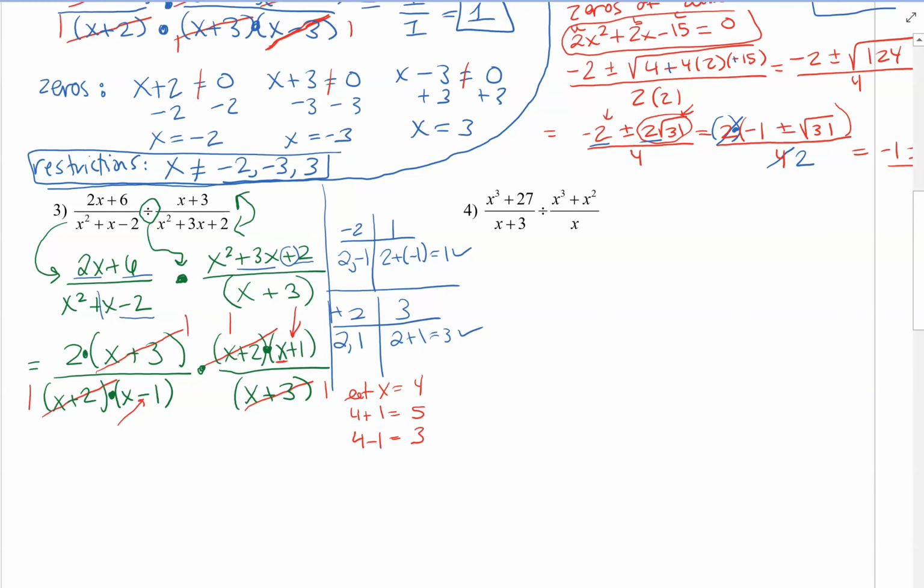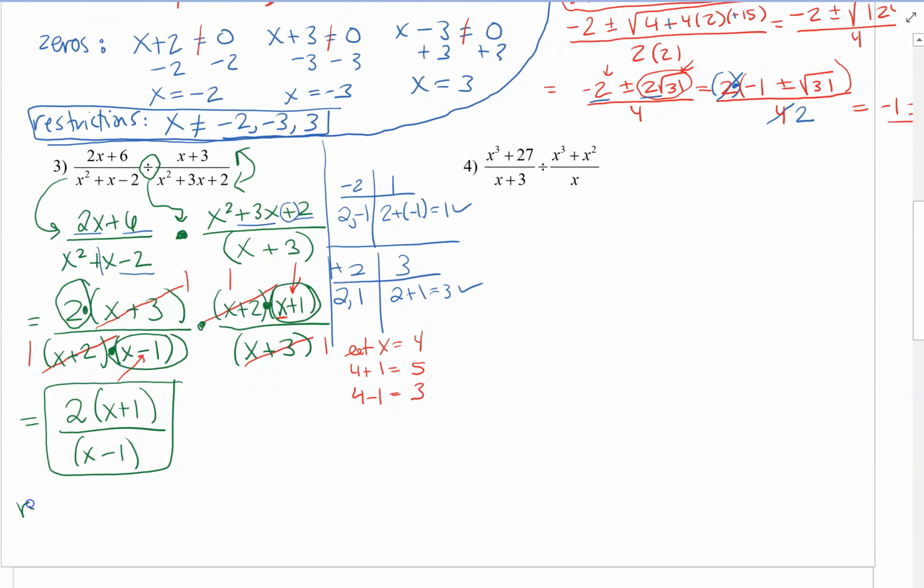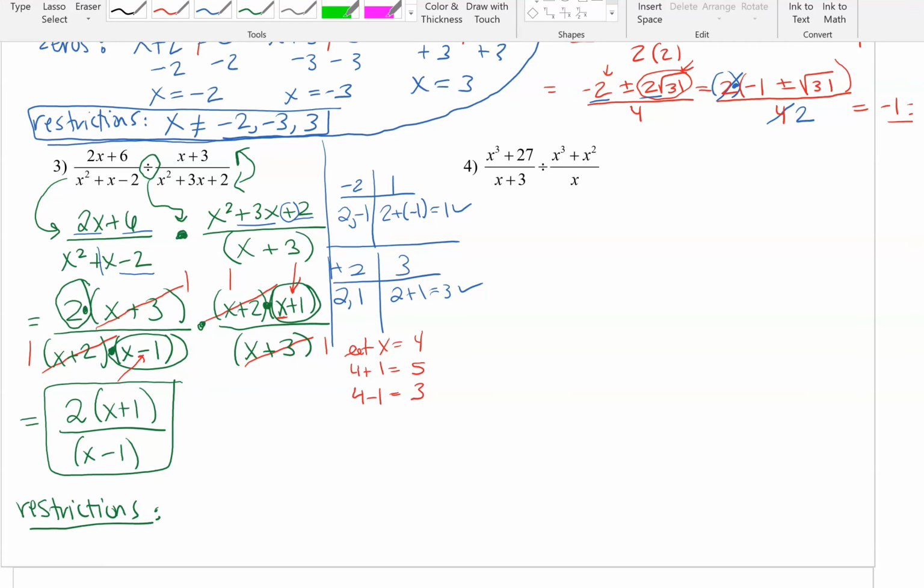So my final answer would be to just multiply these remaining factors together straight across. So it would be 2 times x plus 1 in the numerator, all divided by x minus 1 in the denominator, and that's my final answer. Of course, there are restrictions on this one, and when we're looking at restrictions, we have to look at all denominators ever. So I'm going to highlight all denominators ever.